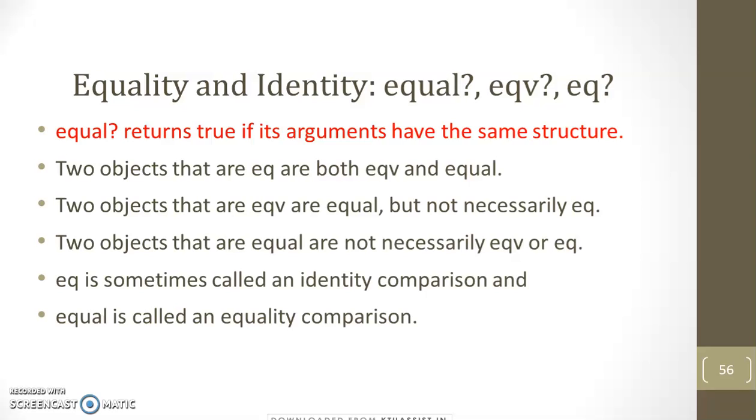Equal, the third one, returns true if its arguments have the same structure. Two objects that are eq are both eqv and equal. Two objects that are eqv are equal but not necessarily eq. Two objects that are equal are not necessarily eqv or eq. So these are some concepts based on eq, eqv and equal. Eq is sometimes called an identity comparison, and equal is called an equality comparison.